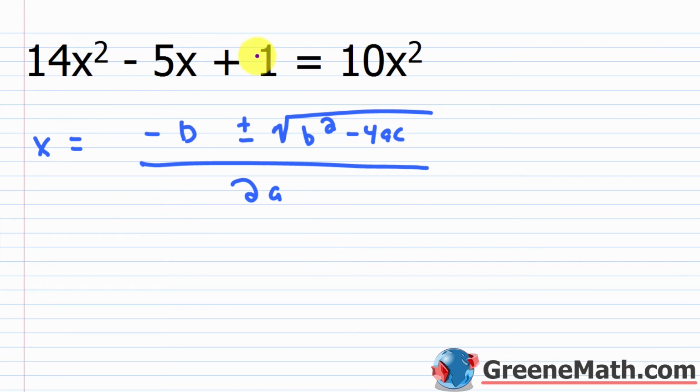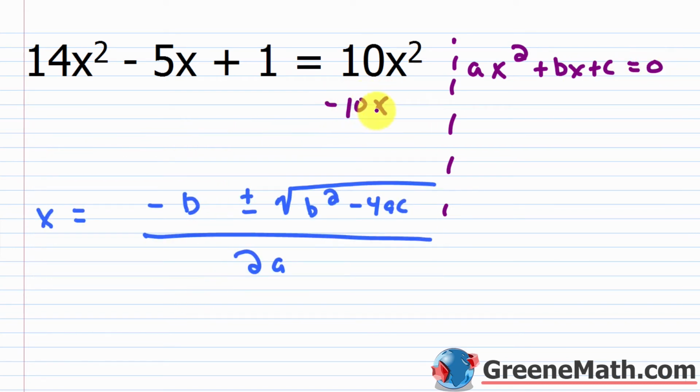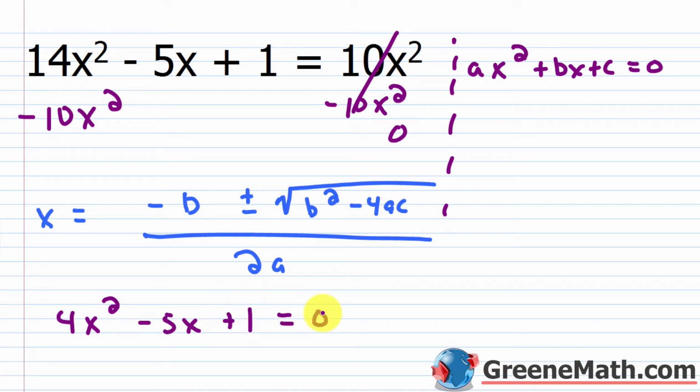So the very first thing you need to do is make sure this is in standard form. It's not in standard form because you have 14x squared over here and 10x squared over here. You want ax squared plus bx plus c is equal to 0. So let's move this down for 1 second. I'm just going to subtract 10x squared away from each side of the equation. And this would cancel and give me 0. So essentially what I'd have is 14x squared minus 10x squared is 4x squared, and then minus 5x, and then plus 1 equals 0.